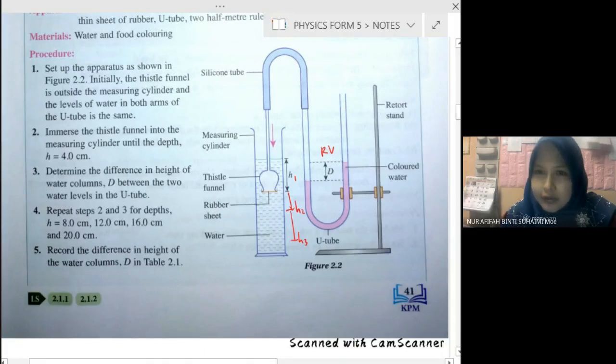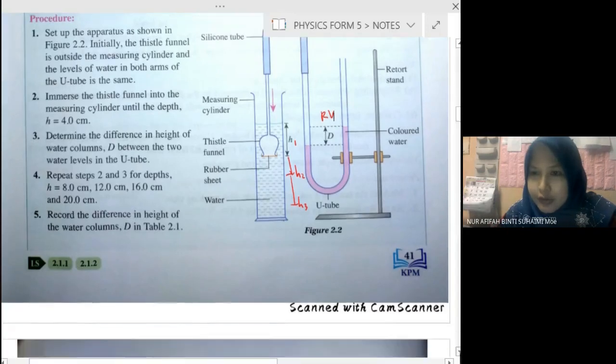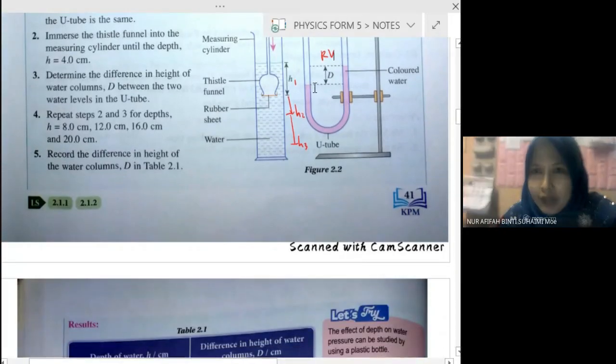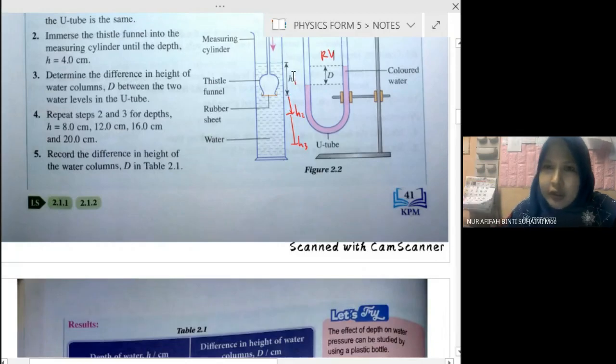So ingat dia punya diagram. So this one for measuring h we need a meter rule lah, a meter rule ataupun pembaris biasa. Kalau dekat lab kita guna meter rule to measure the depth. Measure the depth. Depth in cm.